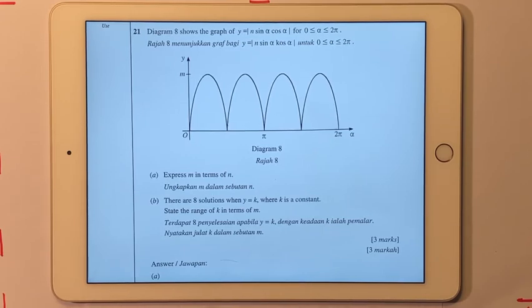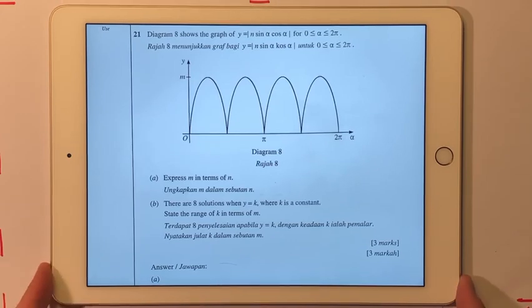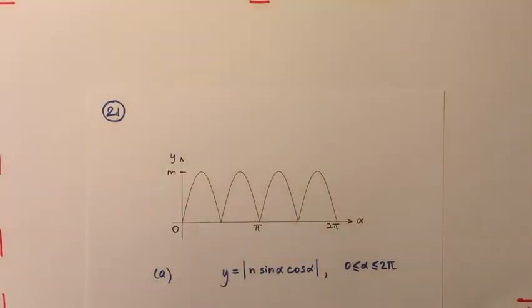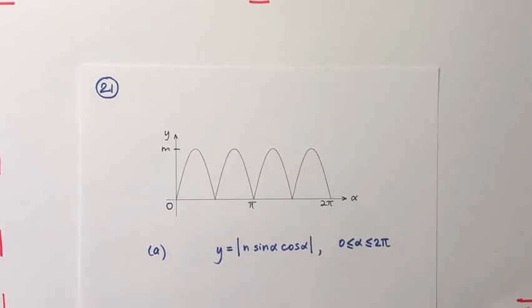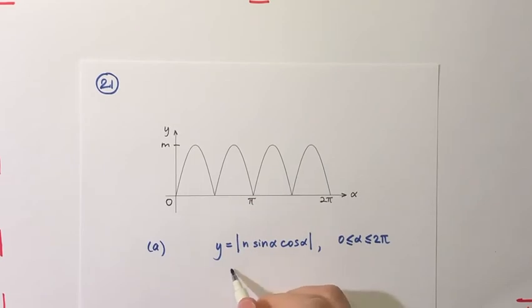Question 21. Given the graph, y equals mod of n sine alpha cos alpha for alpha between 0 and 2 pi. Part A, express m in terms of n. And part B, there are 8 solutions for y equals k, where k is a constant, so state the range of k in terms of m. So let's look at the graph.